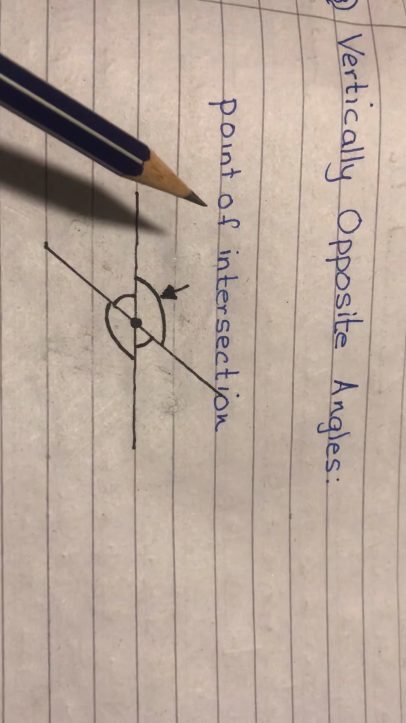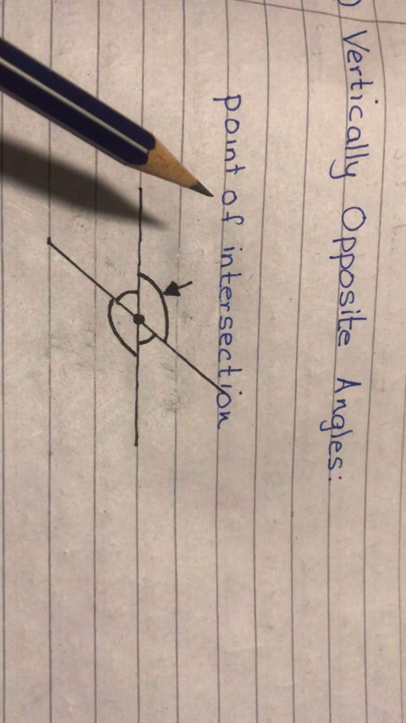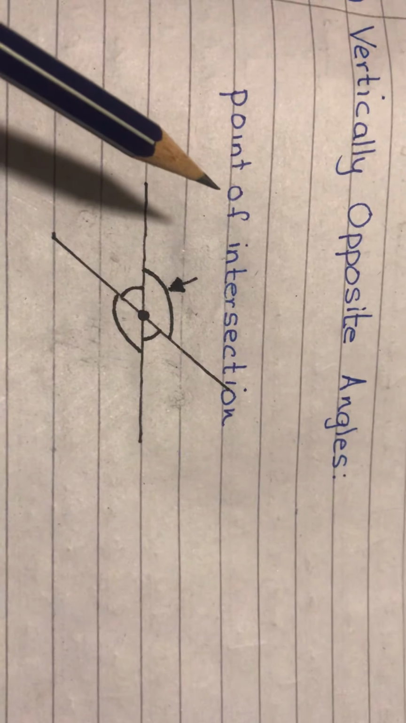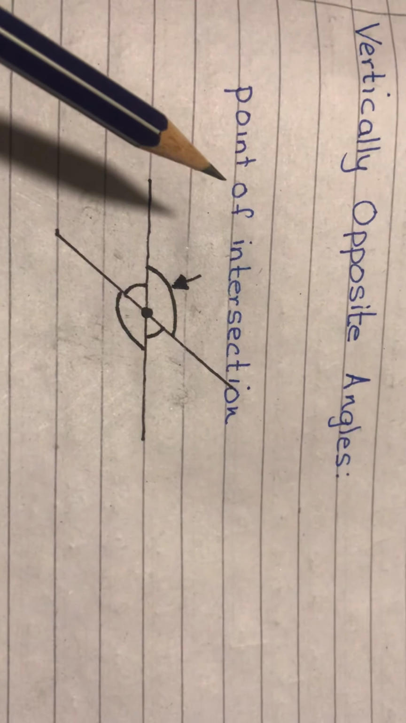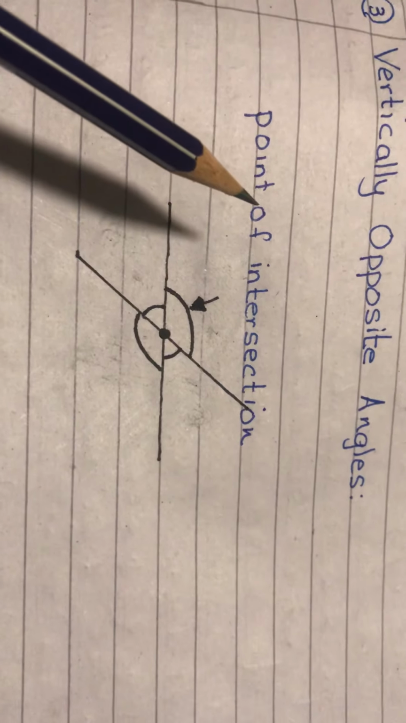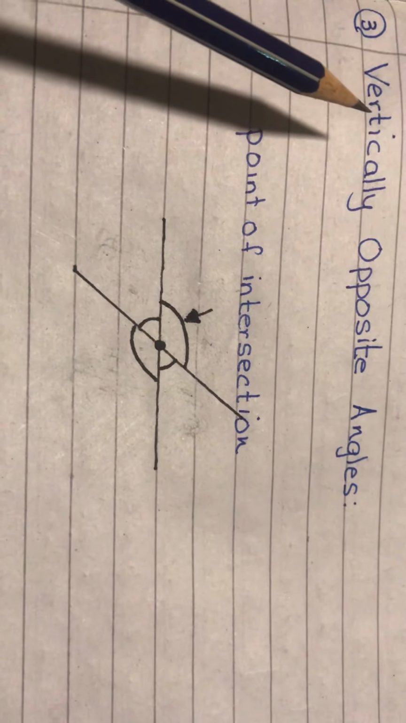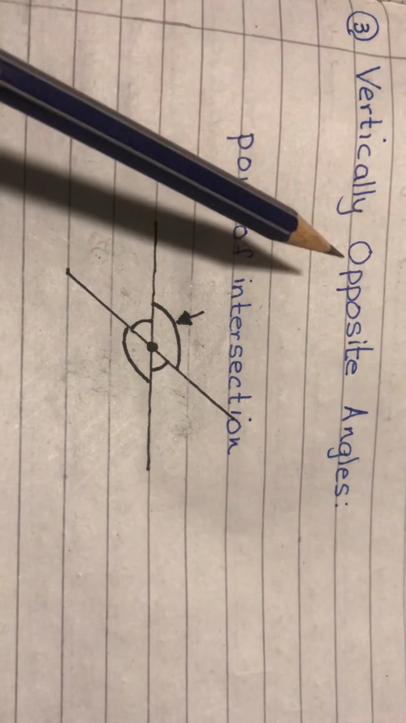Hope all of you are doing well, and I also hope you've done your previous homework and the practice questions that I gave in between the lesson. Now today we're going to learn about the third rule of angle, which is called the vertically opposite angles.